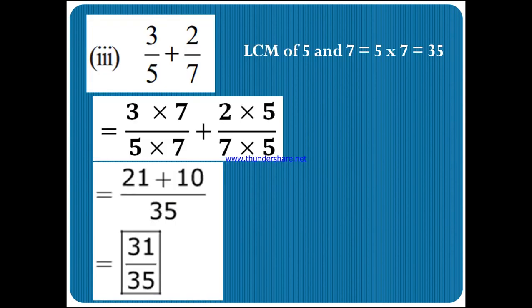Again, this 31 by 35 is a proper fraction. Just leave it. This is the answer.